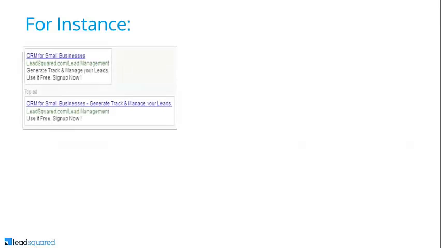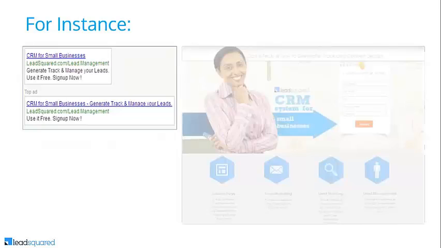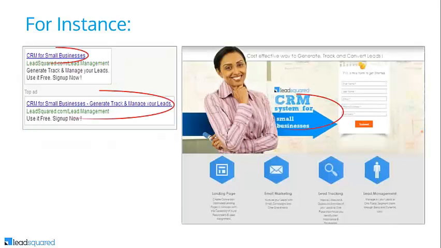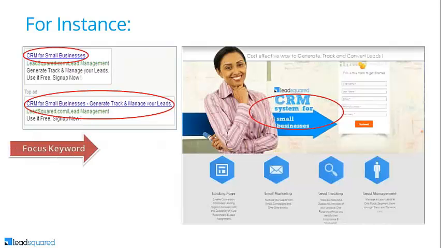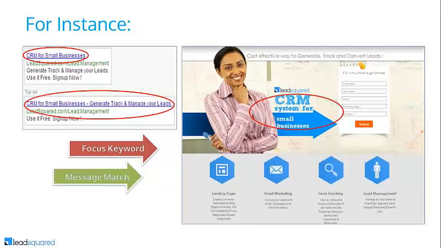For instance, if you take these 2 ads for CRM for small businesses, the ad which appears on the top of the page, this is the landing page. You can see the messages are clear and relevant. There is a focus keyword, that is CRM for small business. There is a message match on the ad and the landing page, and the SEO is done.